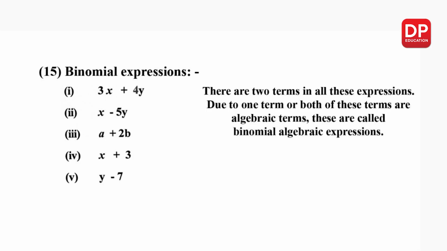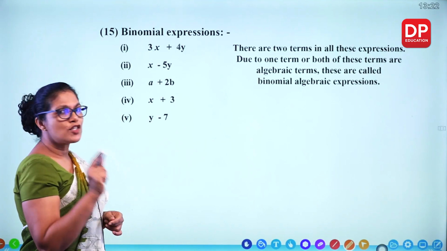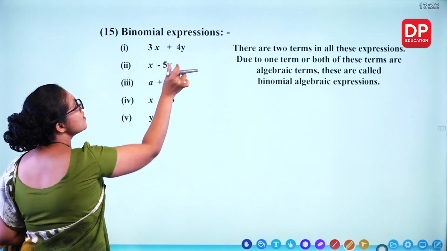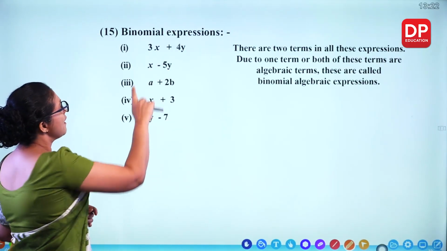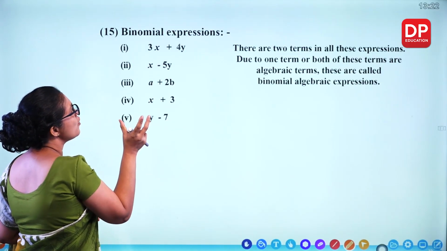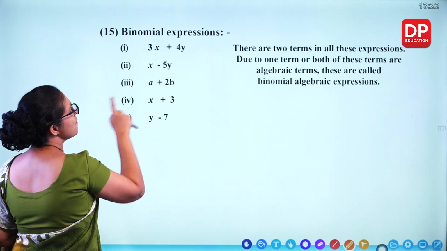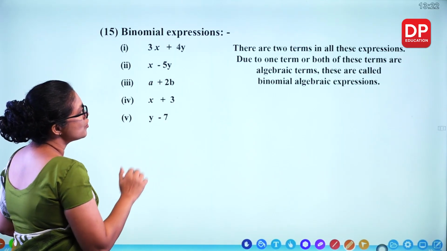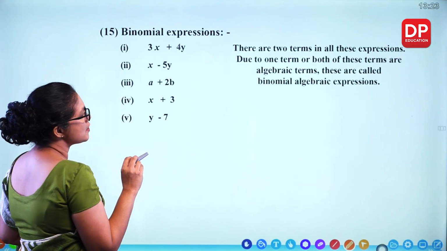Binomial expressions. What is bi? Bi means two. So binomial expressions means when you get two terms. 3x plus 4y is a binomial expression, x minus 5y. So all these are binomial expressions. There are two terms in all these expressions.